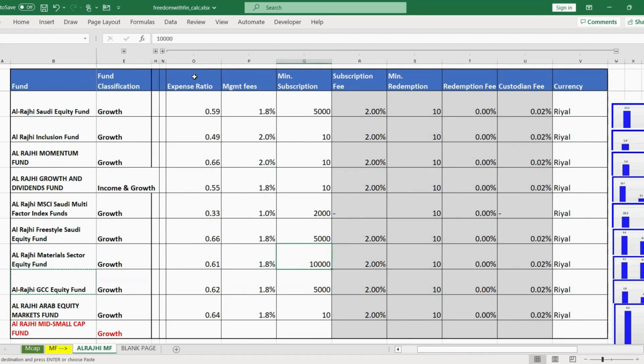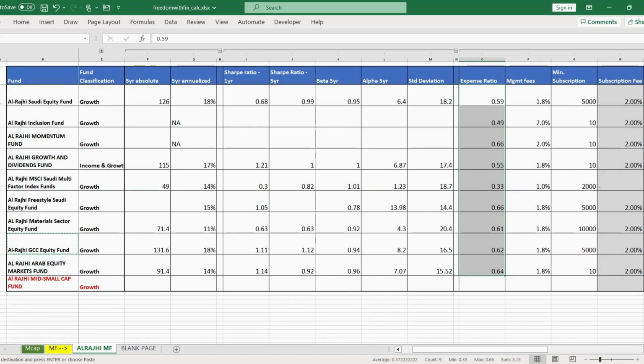Then in terms of expense ratio, what I observe is that AlRajhi is on the lower side as compared to SAB Invest. If you remember SAB Invest, you had expense ratios as high as 1.2%, 1.6%, but here I'm seeing consistently very close to 0.5, 0.3, which is a good indicator. That's a good one. And also in terms of the management fees, 1.8, that's more consistent, right? So if I summarize it, right?